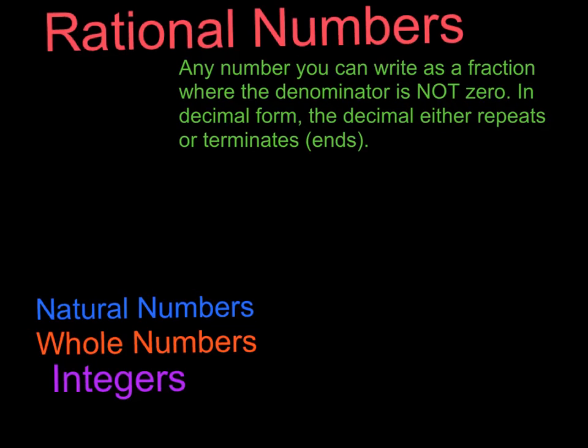Okay, now we're going to talk about rational and irrational numbers. Rational numbers are any number you can write as a fraction where the denominator is not 0. That's really important to know that it's not 0. In decimal form, so if it's not written as a fraction and it's written as a decimal, the decimal has to repeat or end, which is terminates, that's the fancier word. So let me give some examples of that. You could have like 3/4, okay, because that's a fraction, so that's a rational number.